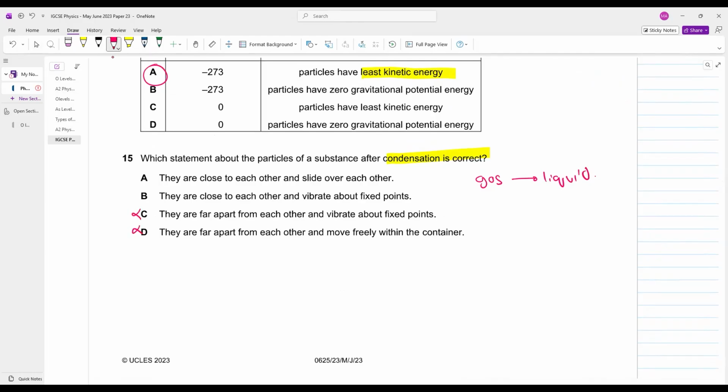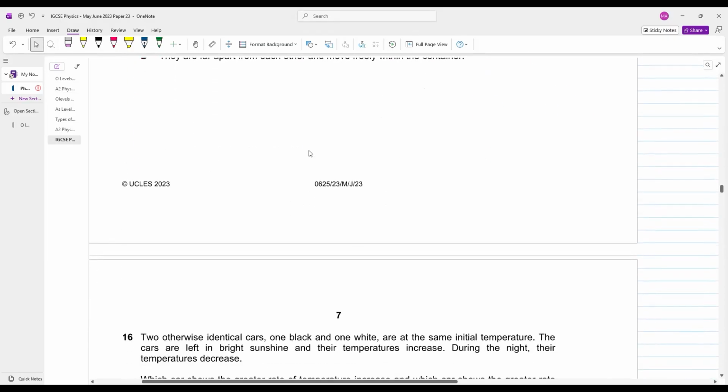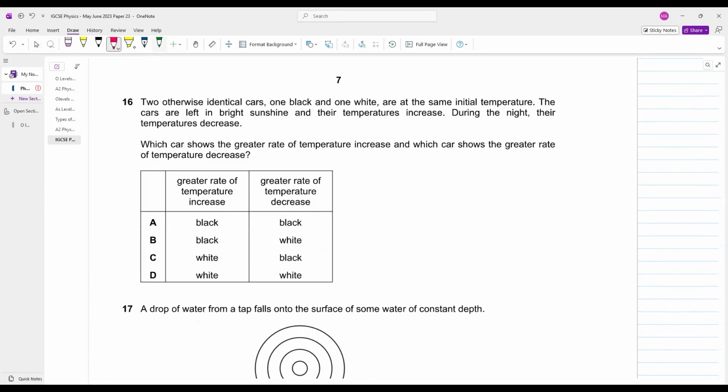C and D get cancelled out. And they slide over each other. This is the motion of a liquid. In a liquid, molecules or particles slide over each other. If your gas is condensing to a liquid, first of all particles come close together and they slide over each other. A is your answer.